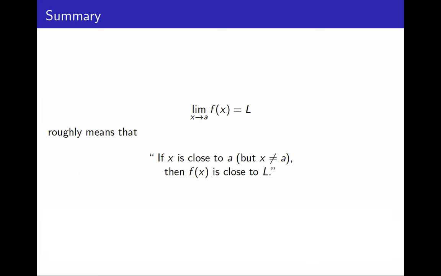To conclude, in summary, the limit as x approaches a of f of x equals L means that if x is very close to a, but not a, then f of x is very close to L. This is just an idea. The formal definition will come later. But first, in the next video, I'm going to introduce some examples of functions that do not have a limit and explain why.